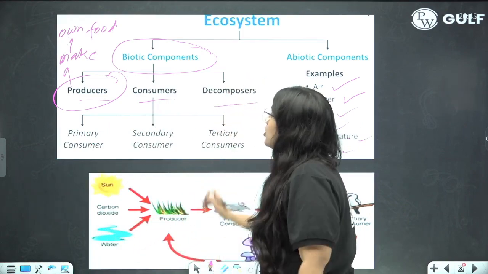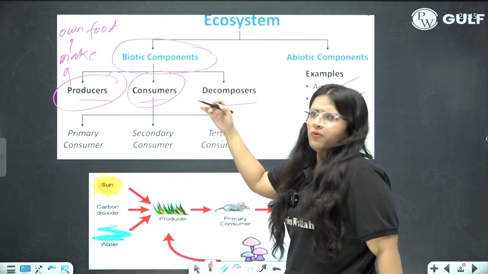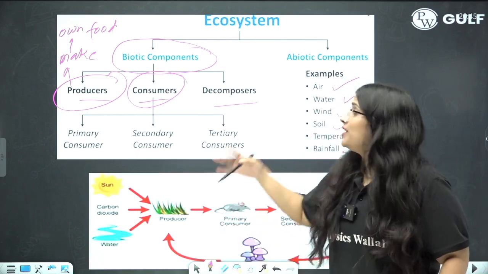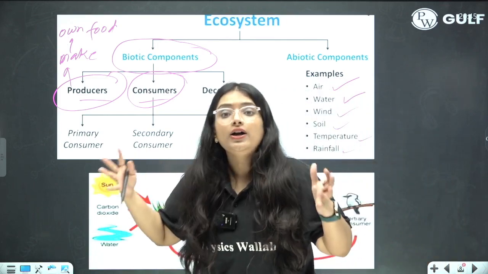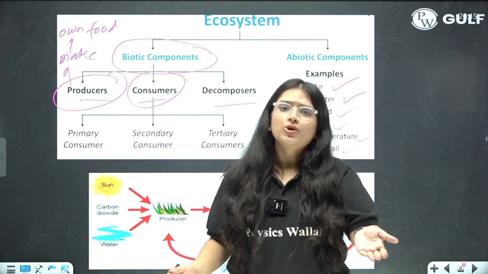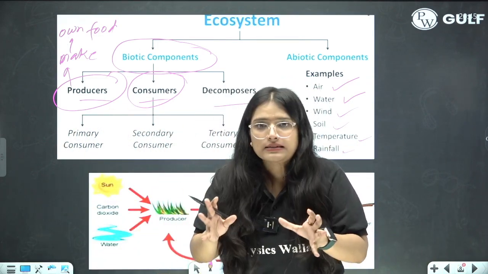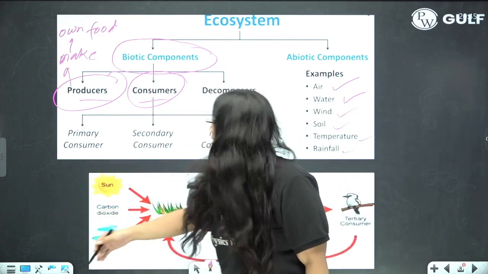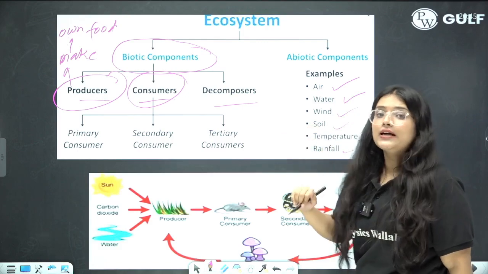Now let's come to the consumers. What will the consumers do? They will consume. Consume what? So these consumers depend on other organisms. Now that could be producers or any other consumer. And on that basis, we can further categorize the consumers as primary, secondary or tertiary consumers.